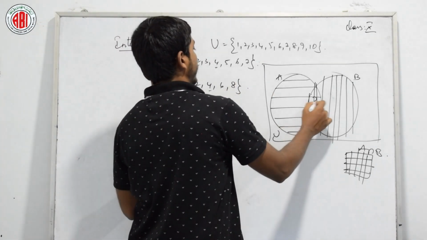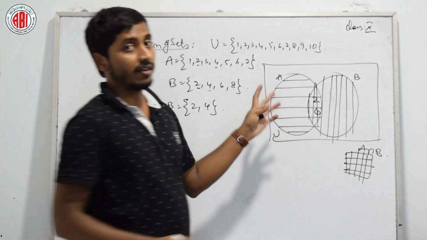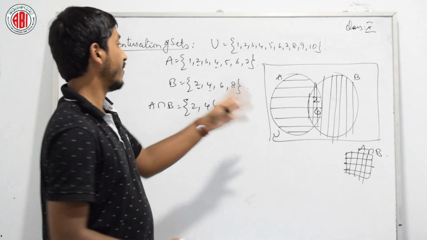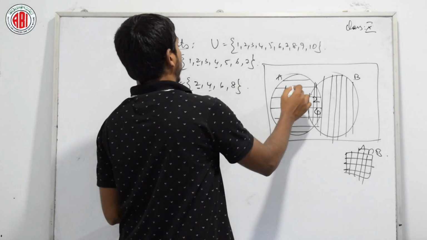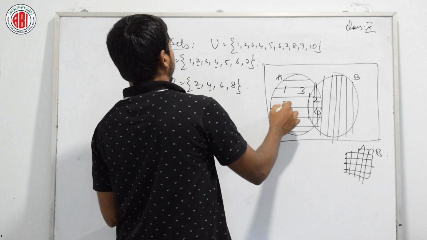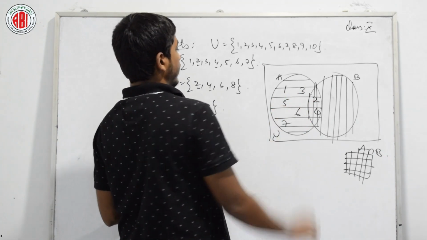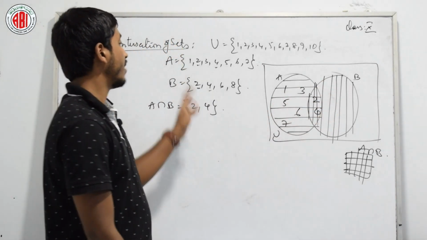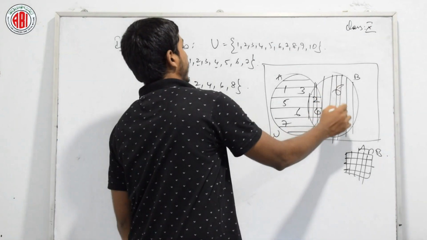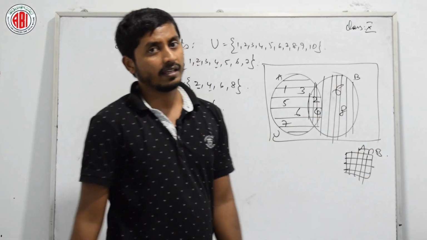What are the common numbers? 2 and 4. What are the numbers left remaining in the first set? That is 1, 3, 5, 6 and 7. And in set B, what are the numbers left? 6 and 8. Is it clear?